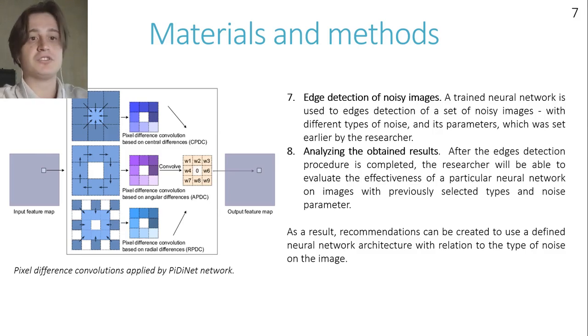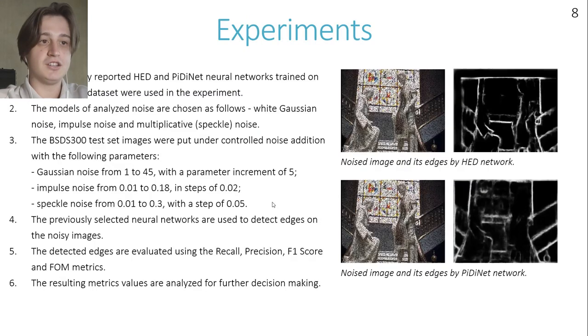Next, experiments. In order to confirm the developed method, an experiment was performed. First, the previously reported HED and PiDiNet neuronal networks trained on the BSDS500 dataset were used in this experiment. Next, the models of analyzed noise are chosen as follows: white Gaussian noise, impulse noise, and multiplicative speckle noise. Next, the BSDS300 test set images were put under controlled noise addition with the following parameters.